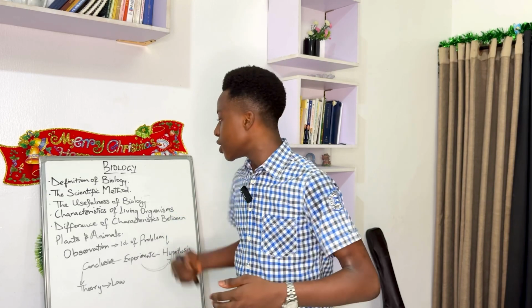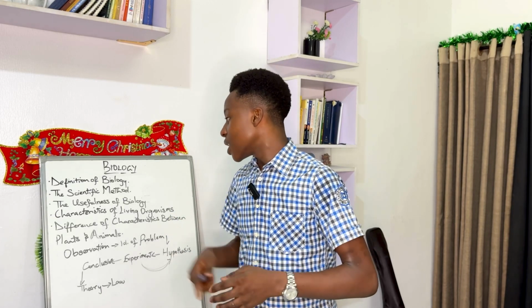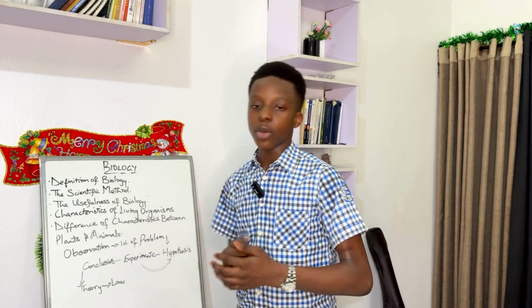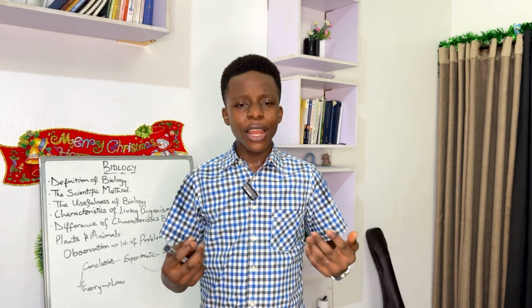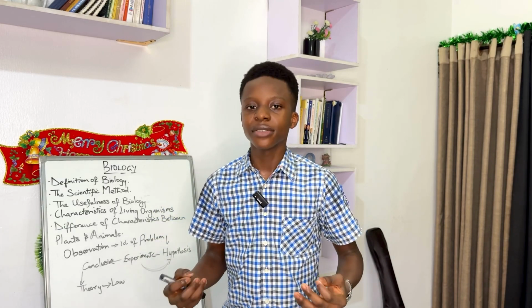Now that we've dealt with the usefulness of biology, I'm going to talk about the characteristics of living organisms. How can you tell a living organism from a non-living thing? If I bring a dog and a ball and I ask you what is the difference, you will say, oh, the dog grows and the dog eats, the dog excretes, the dog respires, the dog can move from one place to another, and the dog can even respond to its environment.